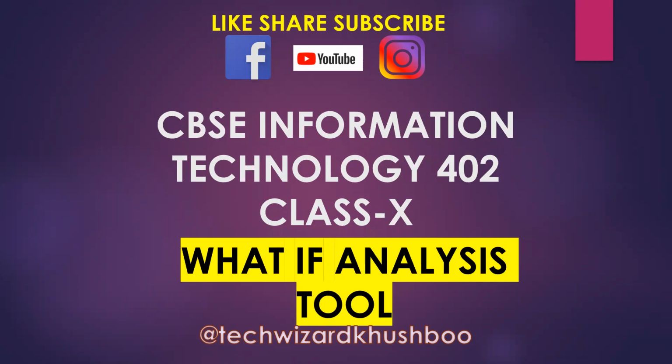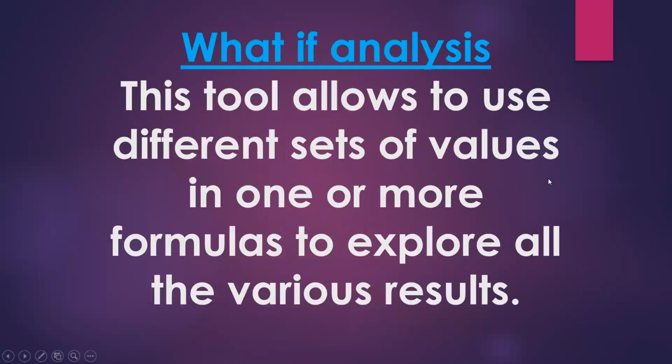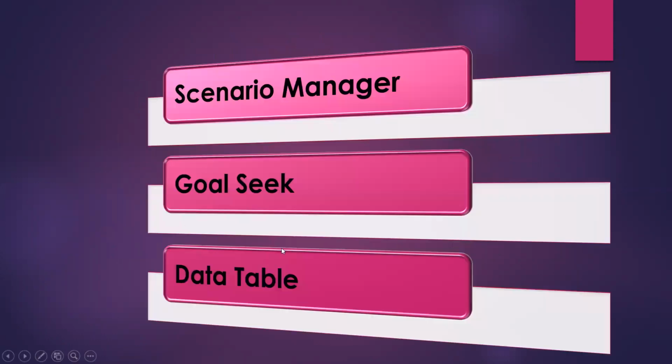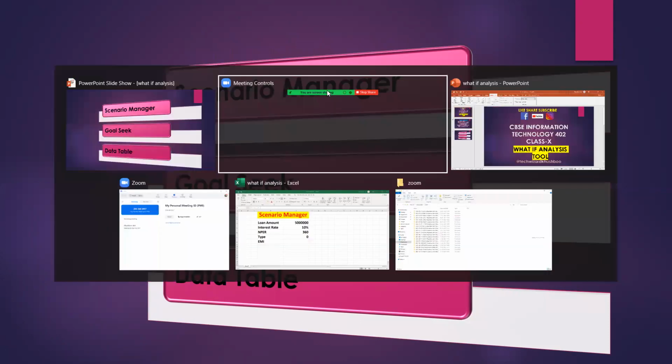In that video, we discussed consolidating data in Excel. Today, in this video, I'm going to explain What-If Analysis tools. What-If Analysis tools help you use different sets of values in one or more formulas so that you can explore the various results. In this, we have three subtools: Scenario Manager, Goal Seek, and Data Table. Today we are going to discuss Scenario Manager. So let me show you.